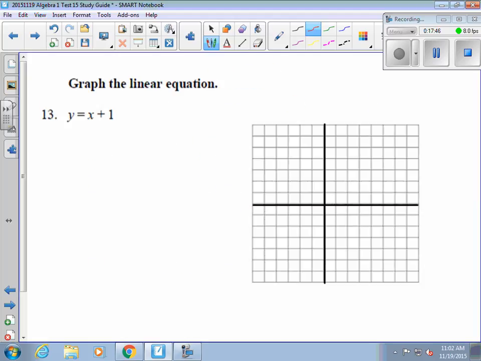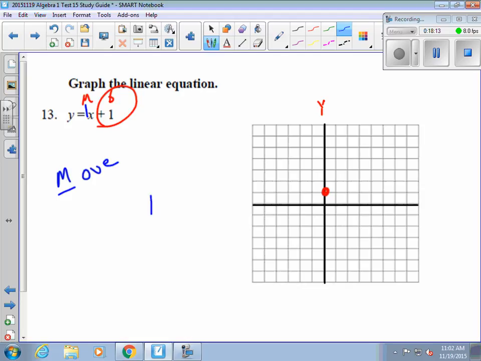Graph the linear equation. y is equal to mx plus b. Your b value tells you where to begin. On your y-axis, begin at 1. Your m value tells you where to move. You have to see what the slope is for this one, though. It's not shown. You have to know that the number 1 is multiplying by x.